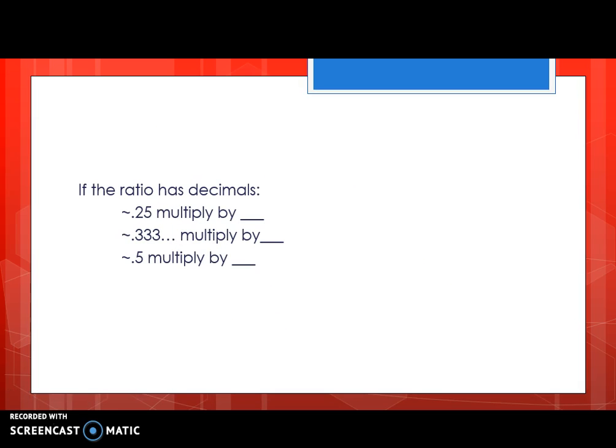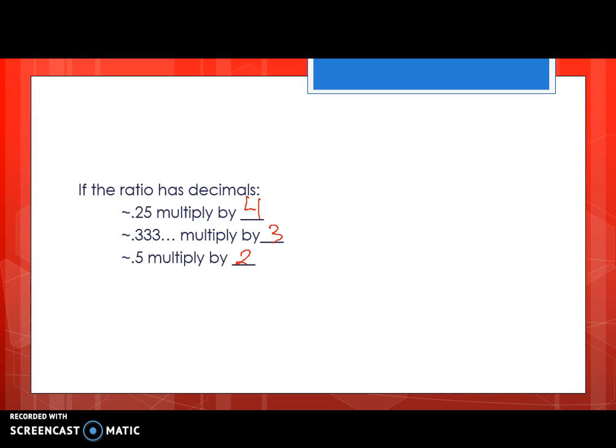Sometimes that ratio isn't going to come out to be a whole number. And again, by definition, an empirical formula is the simplest whole number ratio. So if you do get a ratio where you have a quarter, you're going to multiply by 4 to get rid of it and get a whole number. If you get a third, you're going to multiply by 3 to get rid of it and get a whole number. And if you have a half, you're going to multiply by 2 to get rid of it and get a whole number.